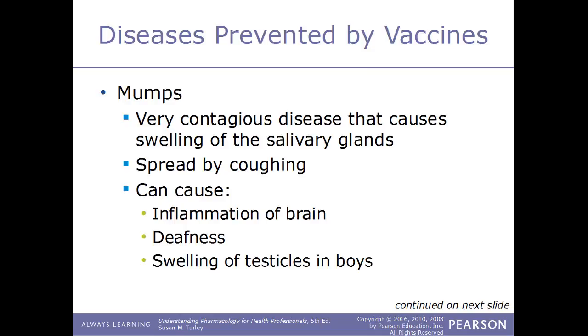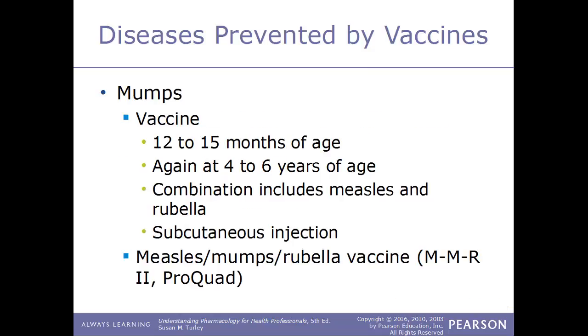Another condition is mumps. It's a very contagious disease that causes swelling of the salivary glands. This is spread by coughing and can cause inflammation of the brain, deafness, and can lead to swelling of the testicles in boys. The vaccine for mumps is given between the ages of 12 to 15 months, and then again at the ages between 4 and 6. This is given in combination with the measles and rubella vaccine, so this is a part of the MMR vaccine. It's also known as MMR2 or Proquad. This is given through a subcutaneous injection.